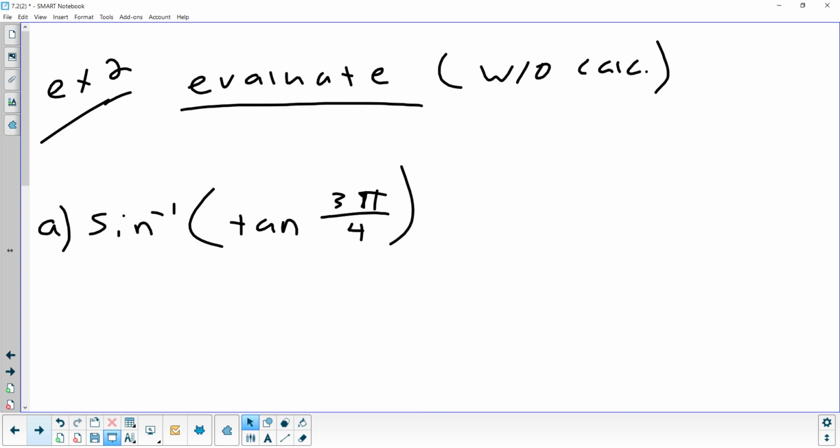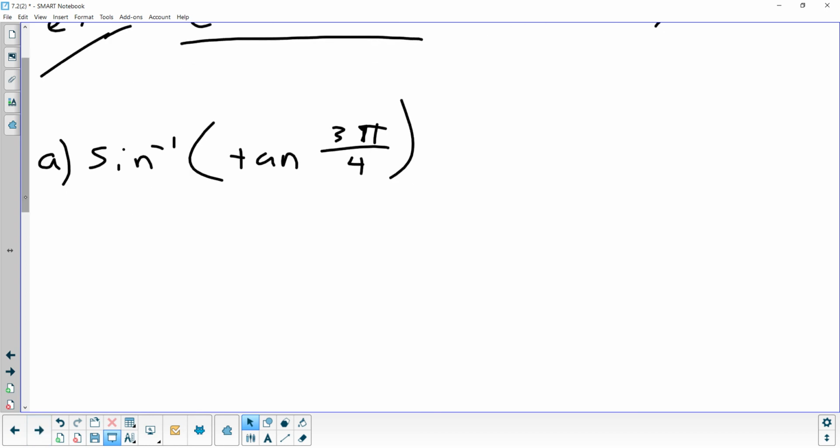Let's start with the inside and see if we can figure that out. This is just the tangent of an angle. So this goes back to unit circle trig. We just have to figure out if it's a 45, 45, 90 or a 30, 60, 90. But it's going to have to be one of those. Otherwise, you can't do it without a calculator.